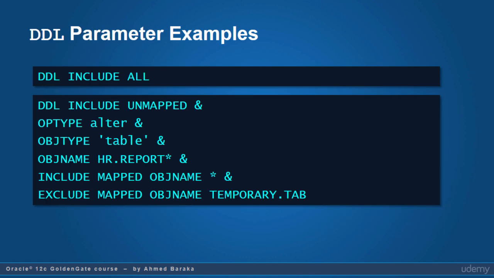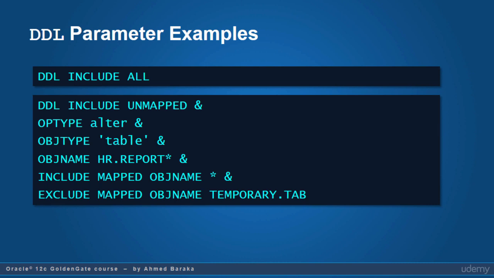We have here two examples of using the DDL parameter. The first one captures or applies all the DDL statements. The second example is a bit more complicated. It includes the unmapped DDLs, but only the alter statements that are applied on only the tables. And the table names should start with the word report, and they are all owned by the HR schema. All those conditions apply for only the unmapped statements, but the parameter includes all the mapped objects, excluding the objects whose names start with temporary.tab.